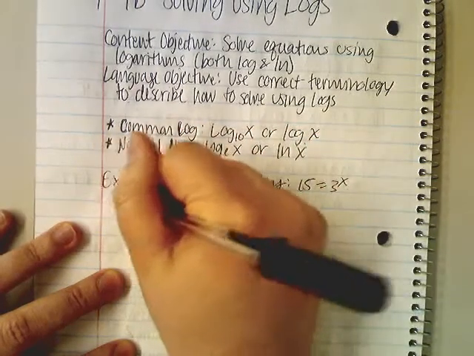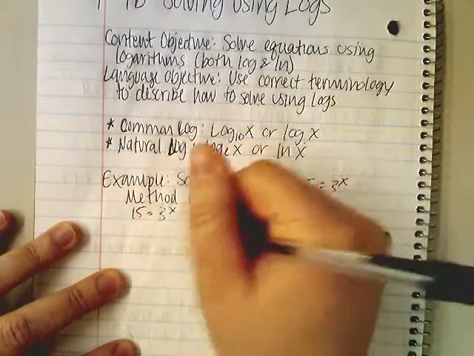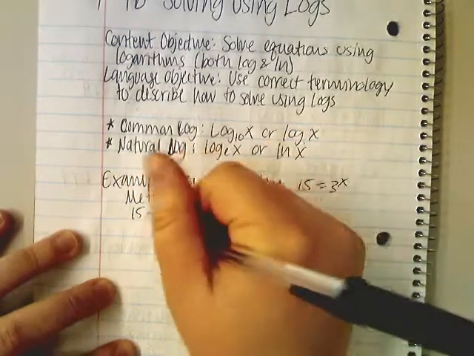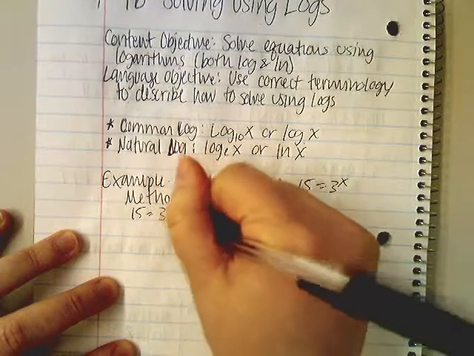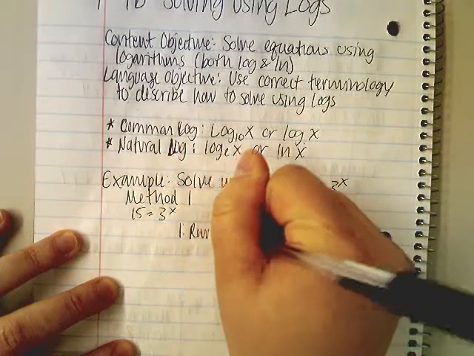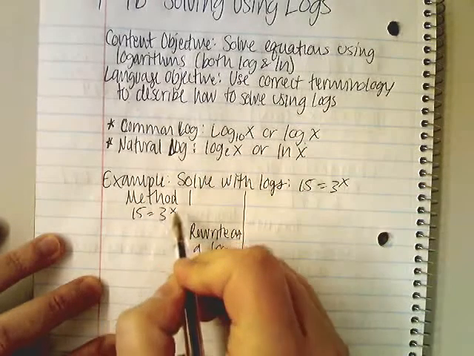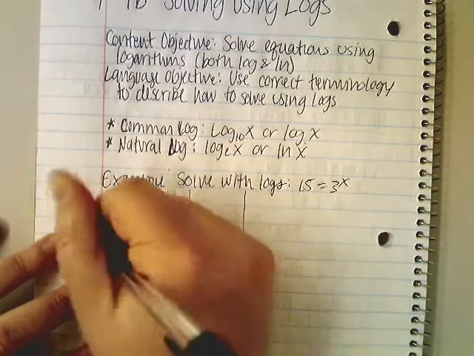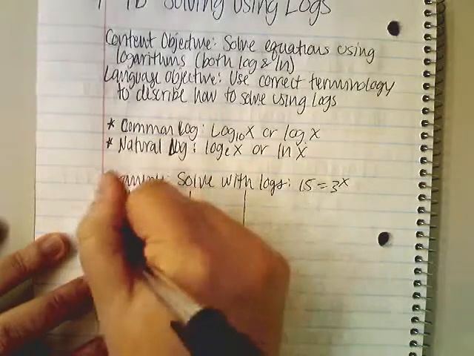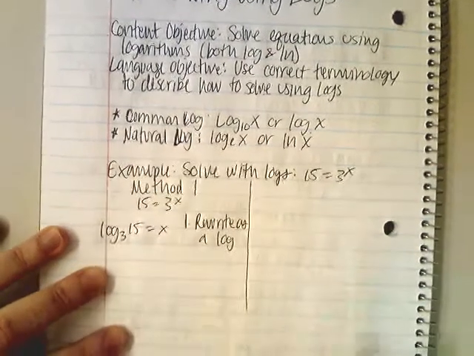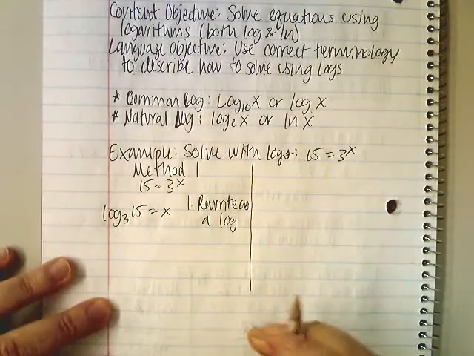So if I start with 15 equals 3 to the power of x, I'm going to write this in half so I leave room on the other side. I'm going to first rewrite as a log. So when I do that, I know this is the base, this is the power, this is the argument, so I end up with log base 3 of 15 equals x. So again, I've isolated my variable, correct first step.